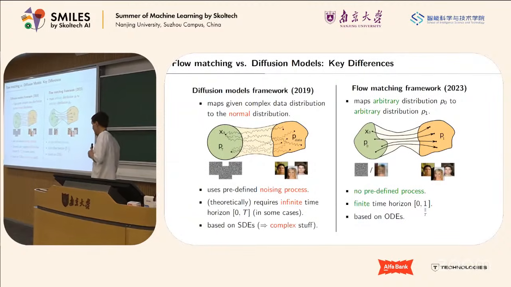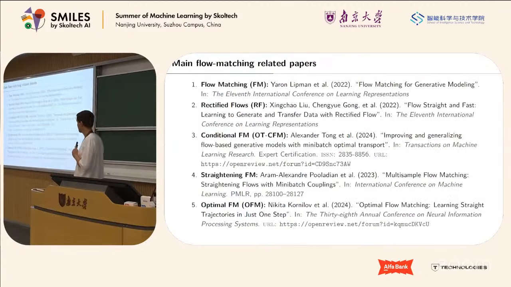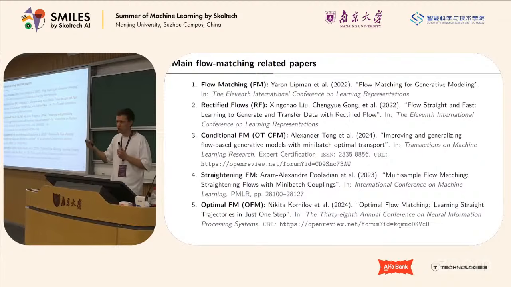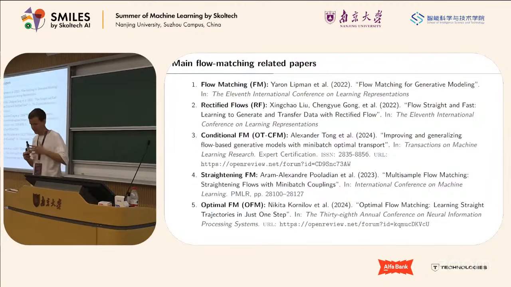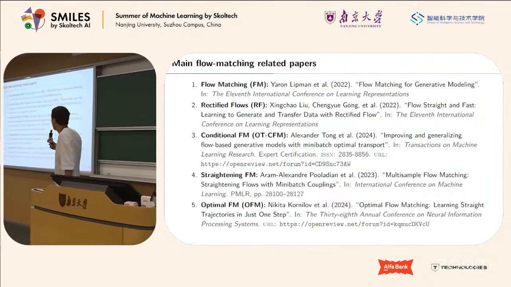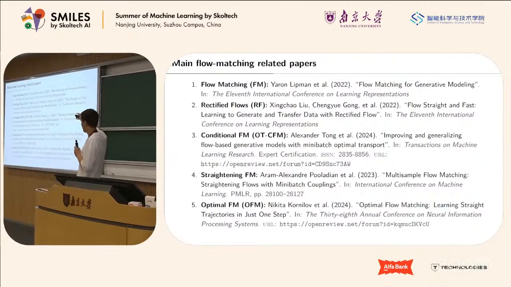Okay, let's move next. First of all, the concept of flow matching appeared approximately in 2022, 2023. So this is a very, very fresh concept. But as you may know, in AI nowadays, a lot of new things appear every year. So these are the main papers, especially the first two, which are related to this concept.